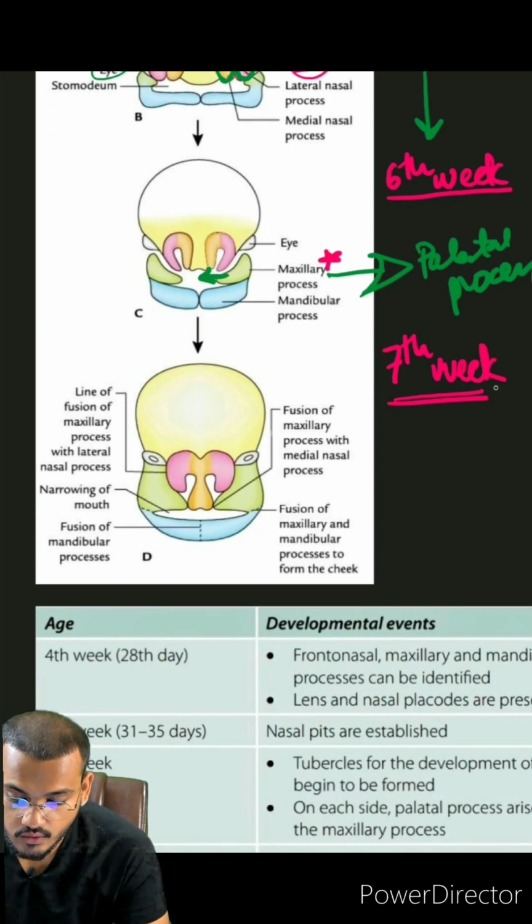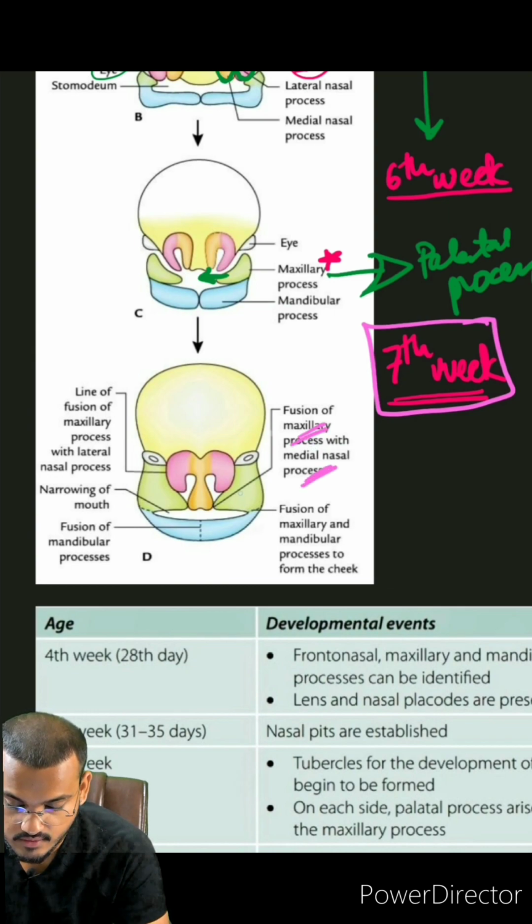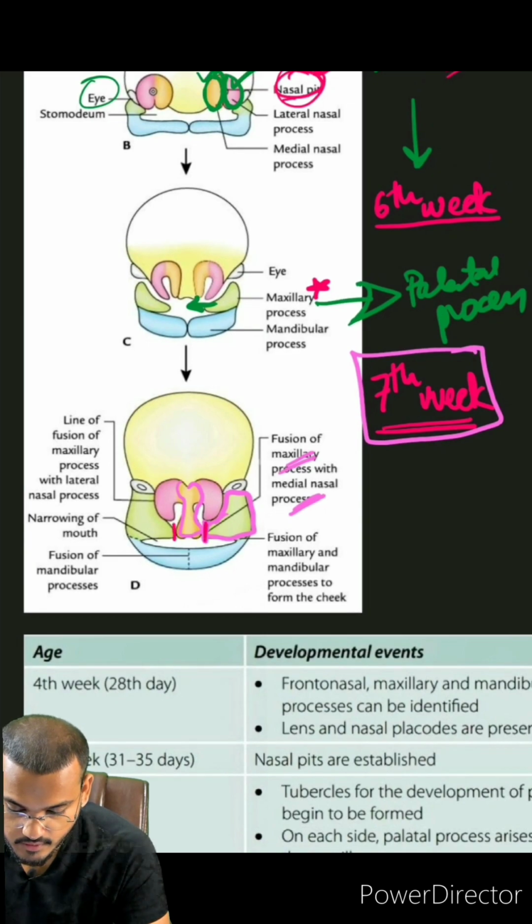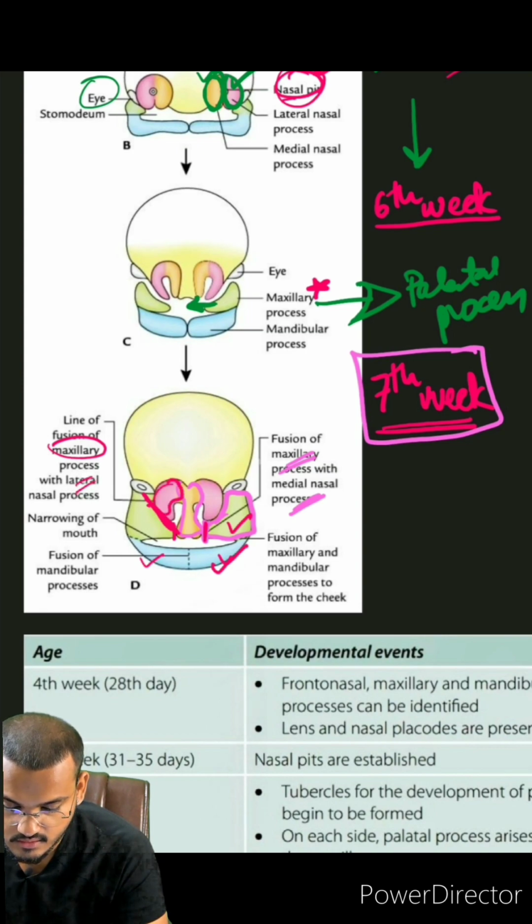Now moving on to seventh week, we need to know that fusion of maxillary process with medial nasal process, that is, this is your maxillary process and fusion of medial nasal process takes place at this point, and also fusion of your maxillary and mandibular process as well as two mandibular processes. And then we need to know that this is the line of fusion between maxillary process and lateral nasal process. This is your lateral nasal process.